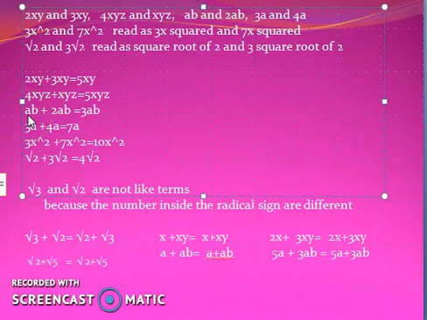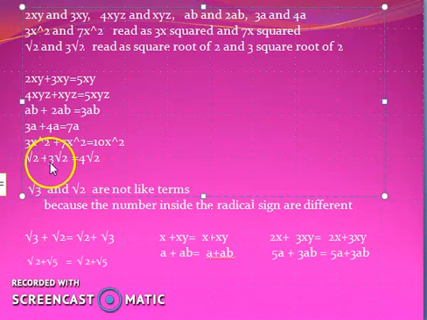For ab, the coefficient is 1. So 1ab plus 2ab equals 3ab. We're only adding the coefficients, 1 plus 2 equals 3, and copying the variables. So 3a plus 4a, 3 plus 4 is 7, and the variable is a. So 3a plus 4a is 7a. 3x squared plus 7x squared. The same thing, we are adding the coefficient of x squared. 3 plus 7 is 10, and we are copying the x squared. 3x squared plus 7x squared equals 10x squared.